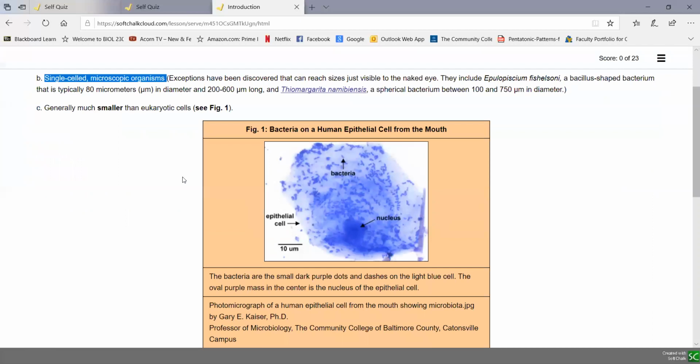And of course, as we learned in our prokaryotic, eukaryotic SoftChalk lesson, generally bacteria are much smaller than eukaryotic cells. And this is a picture we showed you earlier of a human epithelial cell from the mouth in Figure 1. So we see how big the eukaryotic cell with its nucleus is compared to the prokaryotic bacteria that are microbiota living on that eukaryotic cell.